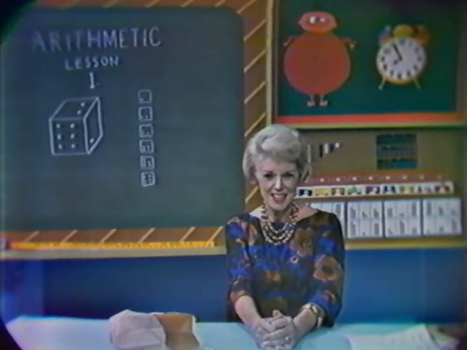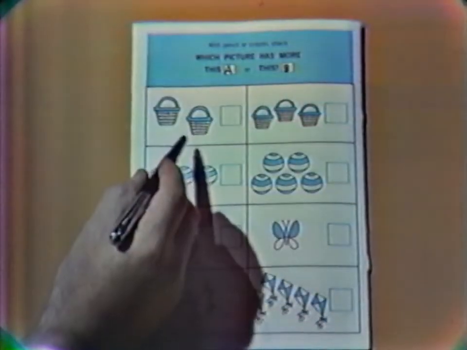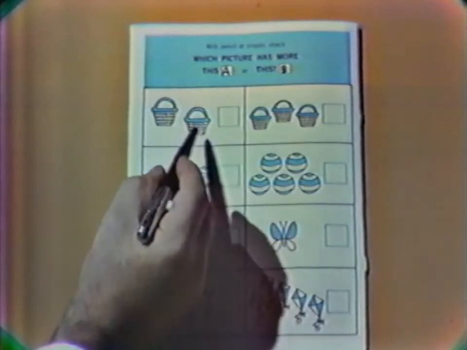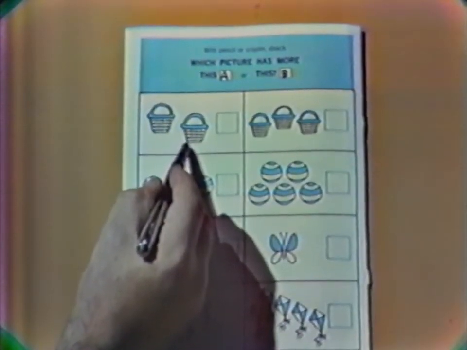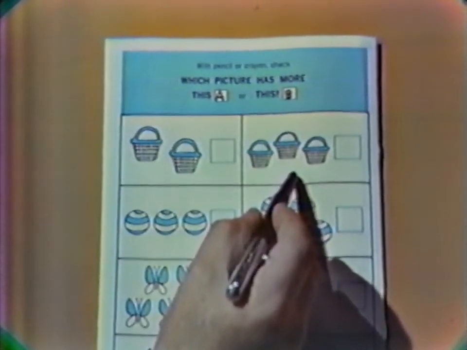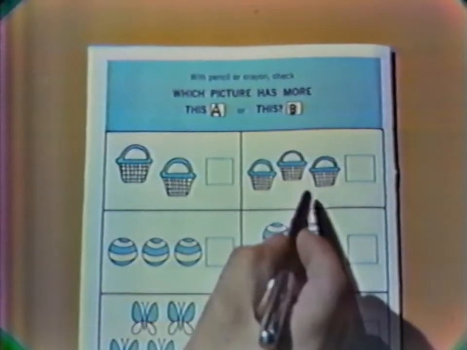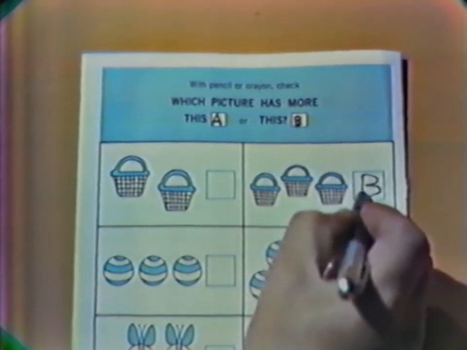Now, here's another question. Here are some pictures. One picture is called A, and one picture is B. Now, which has more? You tell me out loud again. If the A picture has more, say A. If the B picture has more, say B. Are you ready? Which has more baskets, A or B? What? Right. B has more.